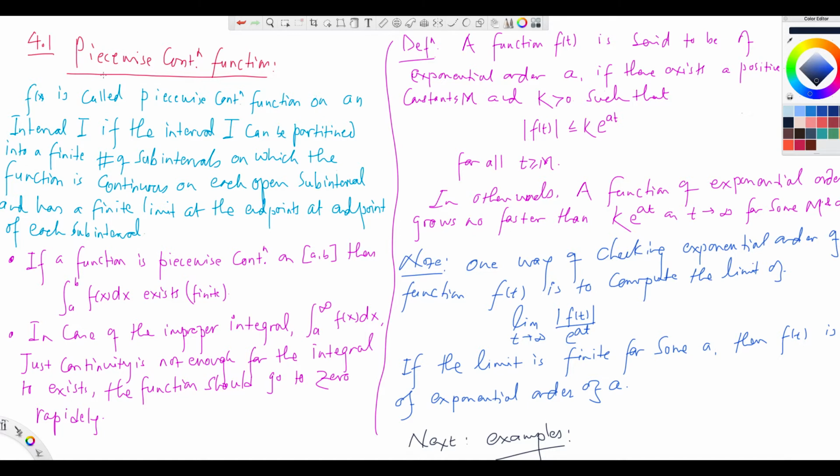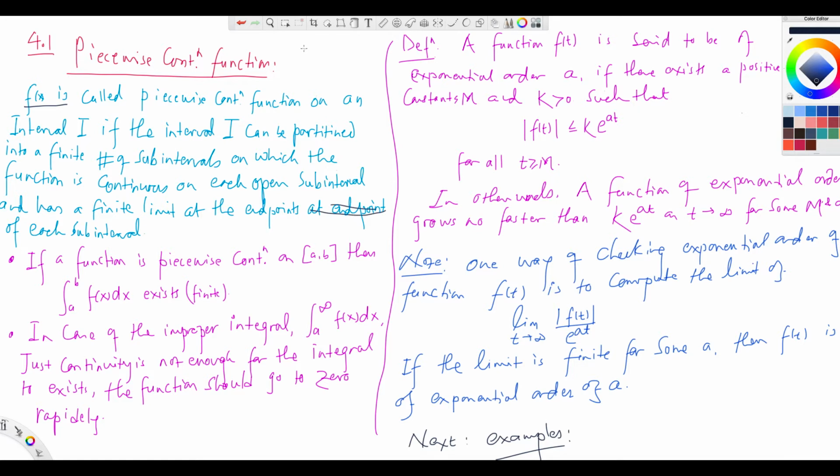On this video, I'm going to talk about the piecewise continuous function, and also I'll give you a definition of a function of exponential order. A function f(x) is called piecewise continuous on an interval I if the interval I can be partitioned into a finite number of subintervals on which the function is continuous on each open subinterval and has a finite limit at the endpoints of each interval.